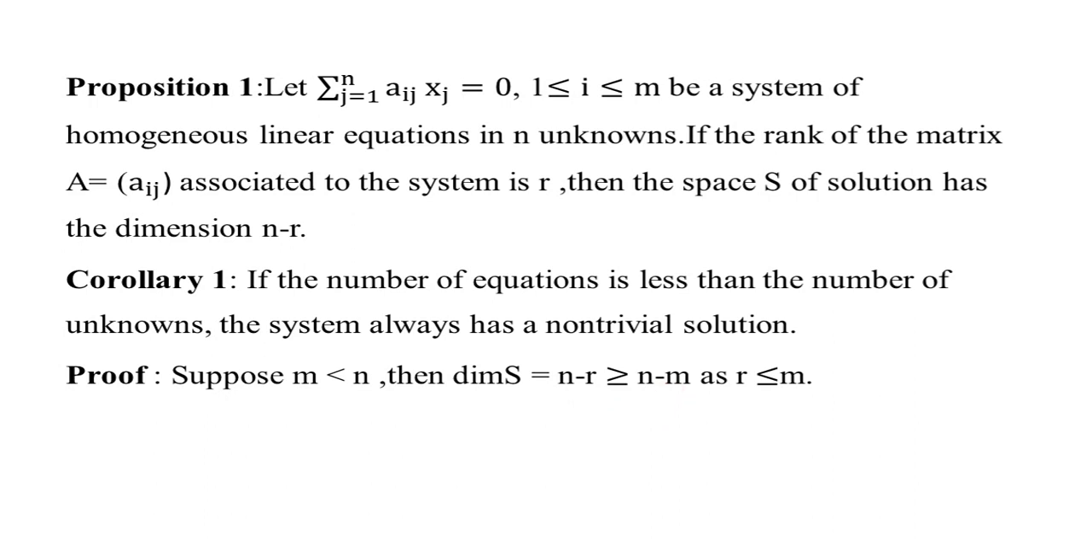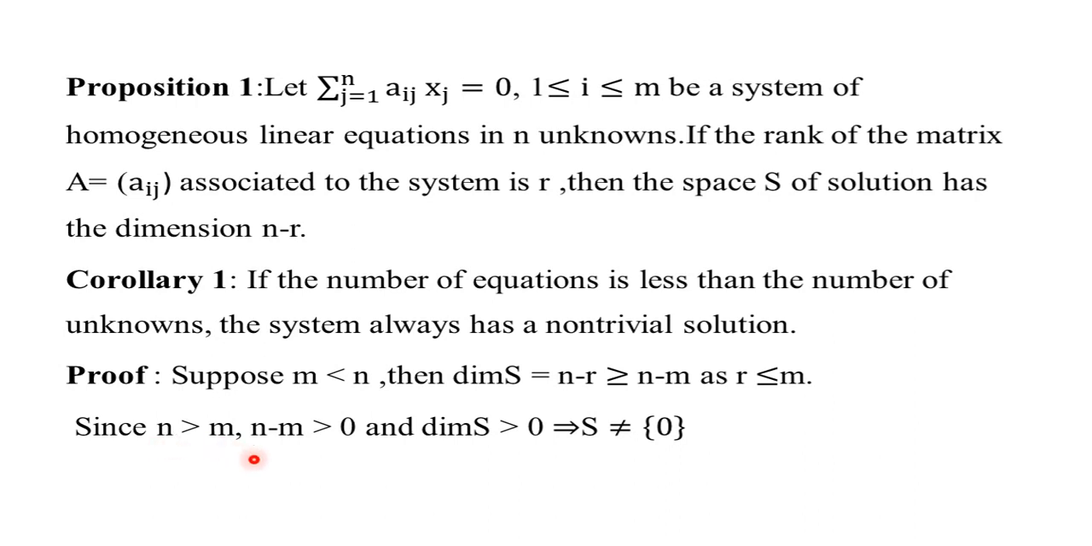Now n is greater than m. So n minus m is strictly greater than 0. See here, n is greater than m, and the dimension of S is greater than 0 because of this inequality. So here, see, dimension of S is greater than or equal to n minus m. But n minus m is strictly greater than 0. So we get here strictly greater than 0. Combining these two, that implies S is non-zero. So the system has a non-trivial solution.